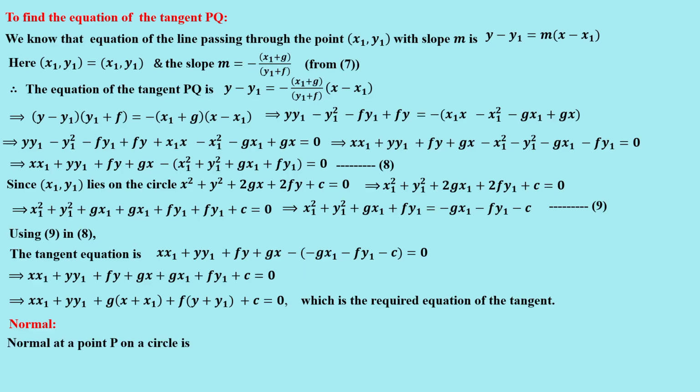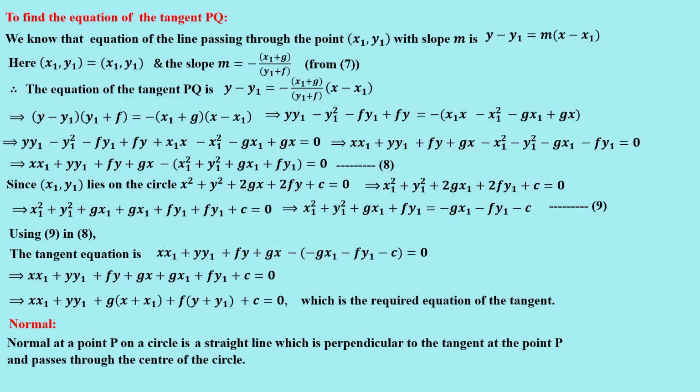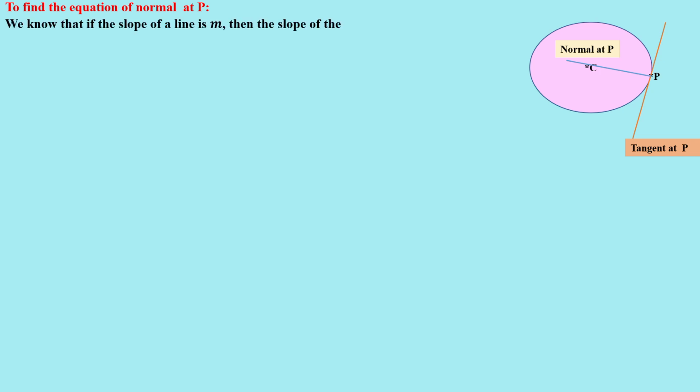The normal at a point P on a circle is a straight line which is perpendicular to the tangent at that point. The normal is always perpendicular to the tangent; normal and tangent are mutually perpendicular, and the normal passes through the center of the circle. So this is C, this is any point P on the circle, that is the tangent at P, and this is the normal at P, which passes through the center of the circle and is perpendicular to the tangent. To find the equation of the normal at P, we know that if the slope of a line is m, then the slope of the perpendicular line is minus 1 by m. That is the standard result.